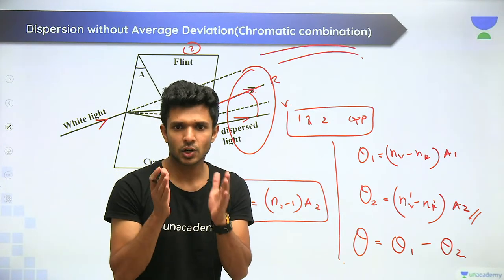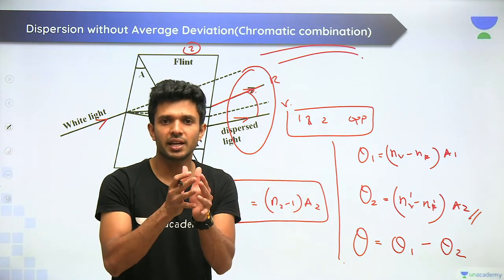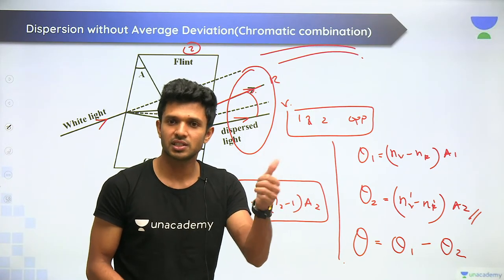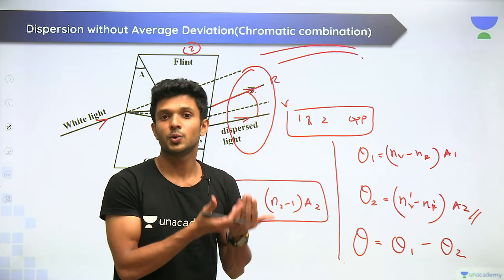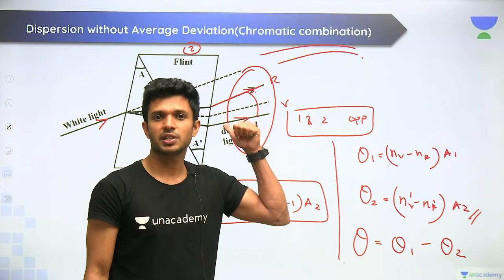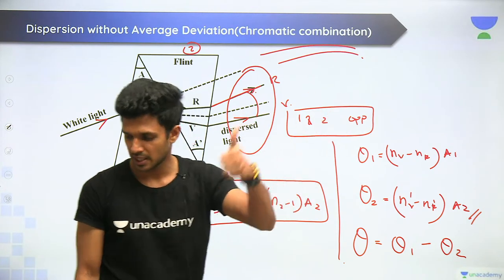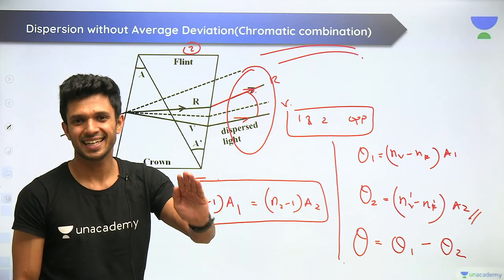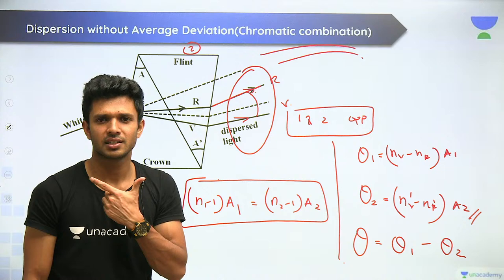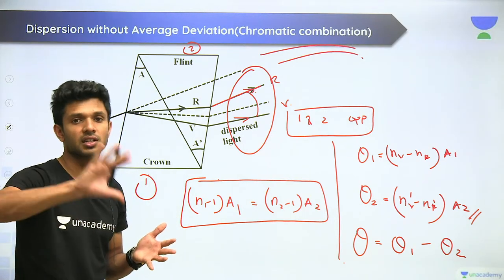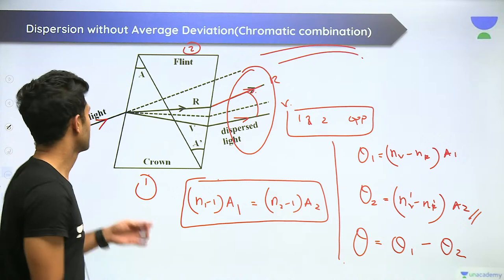Understood? Is this topic of the combination of prisms to have chromatic and achromatic combination clear? Which means deviation without any dispersion and dispersion without any deviation. Okay, so clear? No problem. With a smile. Did you understand? Okay. You'll understand whether you got this entire concept when we start doing the problem.